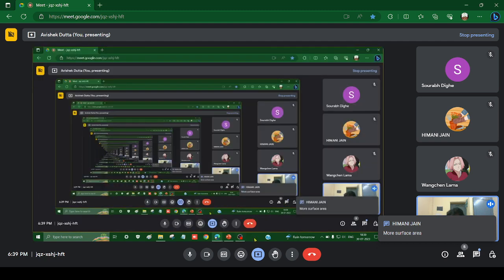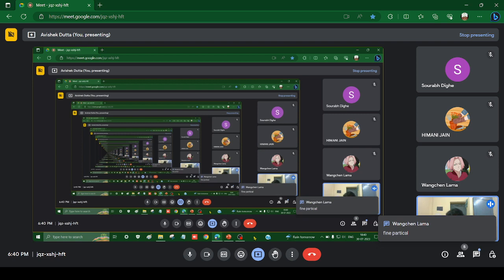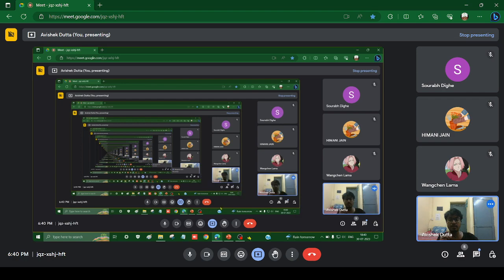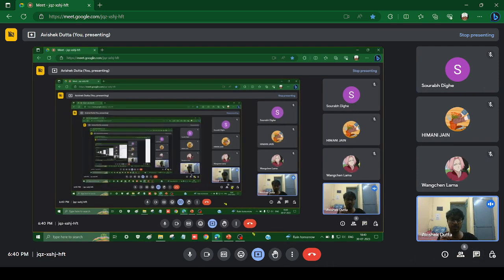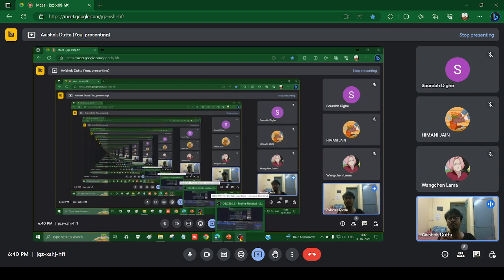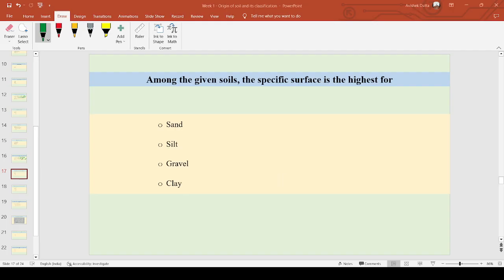It has more surface area. Why does it have more surface area? Because of surface area per unit mass, fine particles. Yes, Wang Cheng is heading in the right direction. Fine particles. Good. It has more surface area per unit mass because it has finer particles. Comparing these four types of soil: sand, silt, gravel and clay, gravel is the coarsest and the size decreases from gravel to sand to silt and clay.